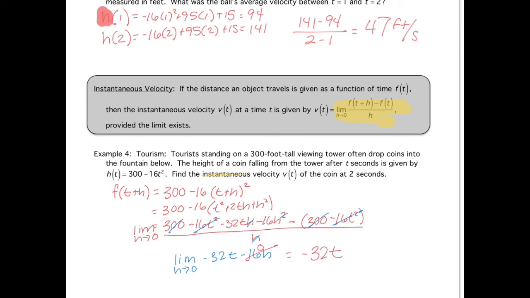But I need to know what happens at 2 seconds. So I'm going to go ahead and plug in 2 for t. And I find out that my instantaneous velocity at that point is negative 64 feet per second. So right at 2 seconds, that is how fast the coin is falling.